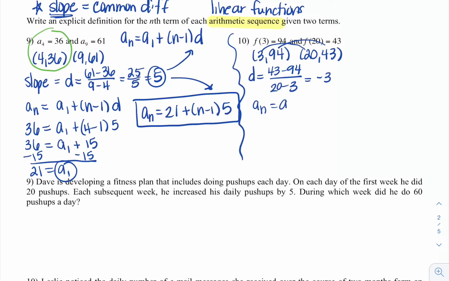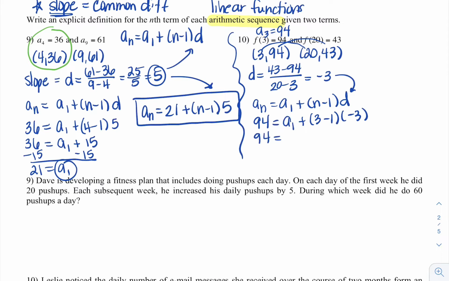So a sub n equals a1 plus n minus 1 times d is our rule for an arithmetic sequence that we're going to use to find that missing term. Pick any one of these terms. So this f of 3 equals 94, think of that as a sub 3 equals 94. So the third term is 94. The first term, I don't know. We plugged in n equals 3 to get here, so that's why it's 3 minus 1, and we're going to use that d value we just solved for as negative 3.